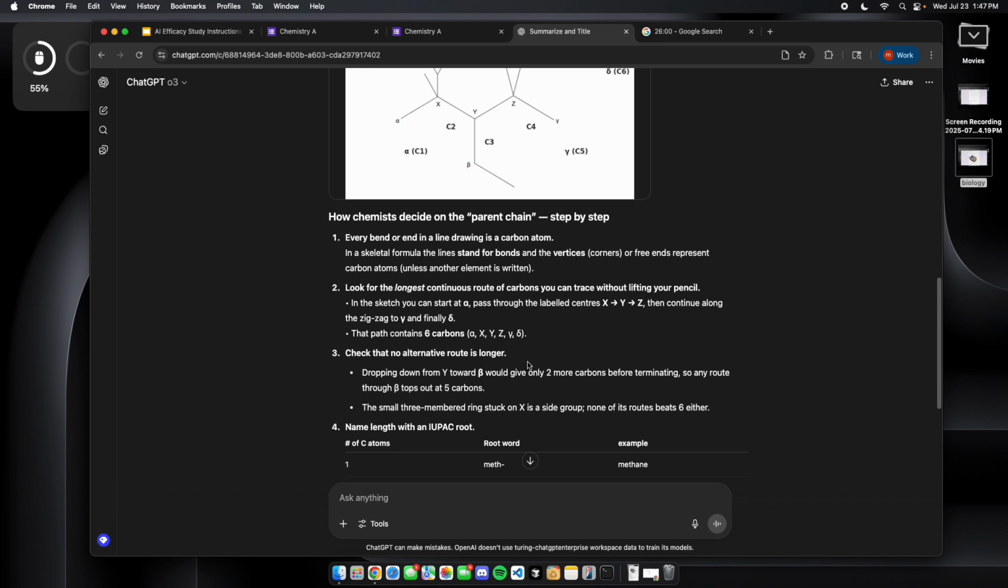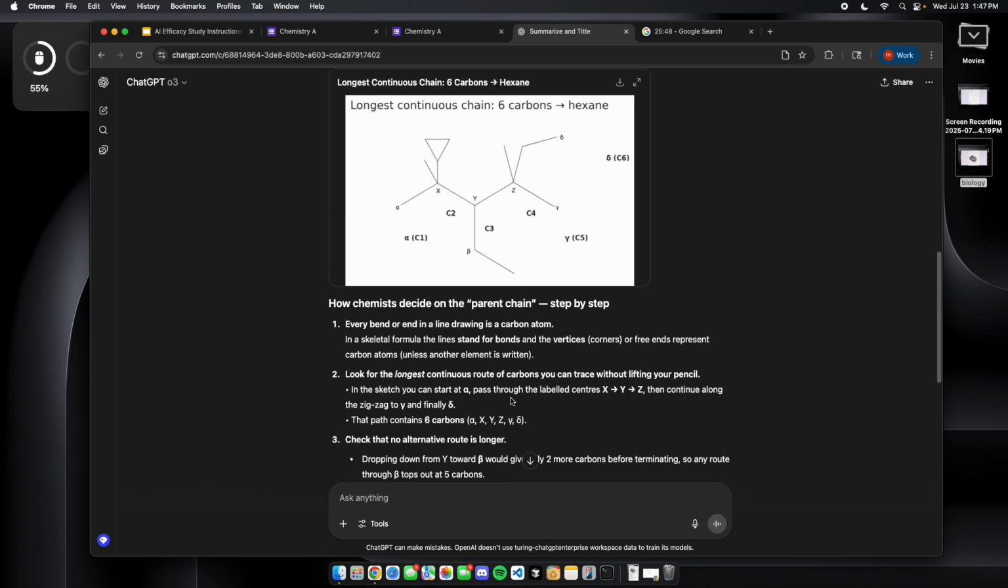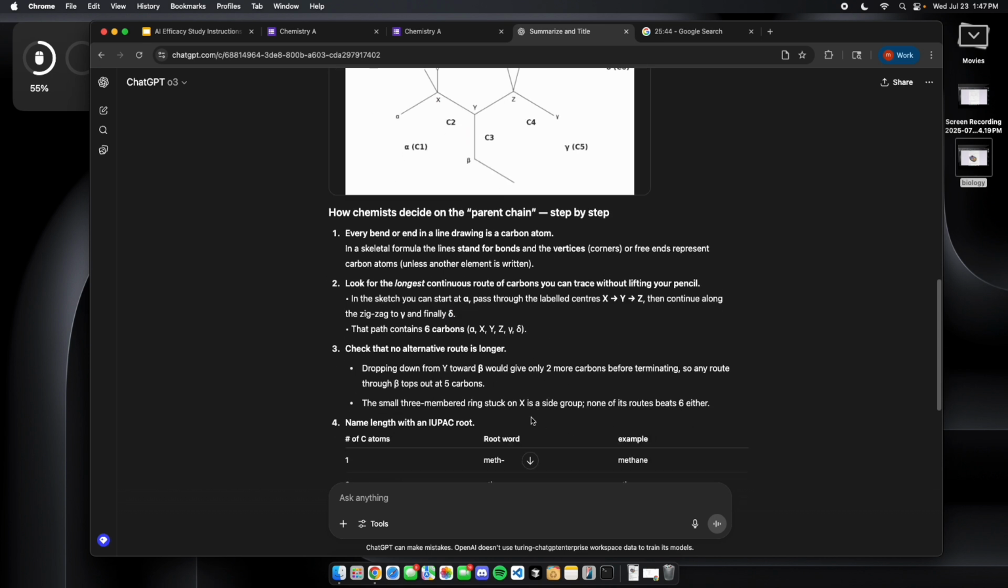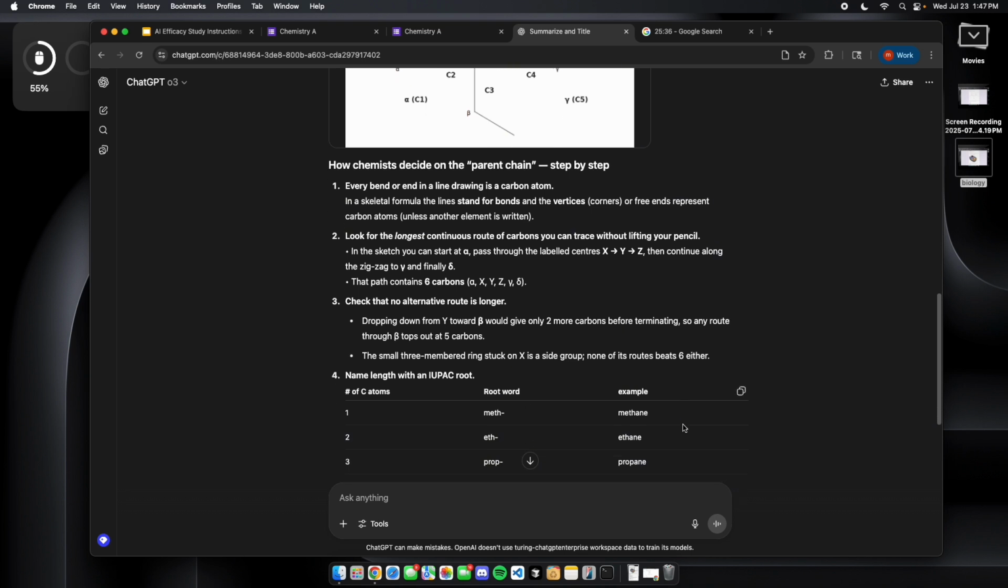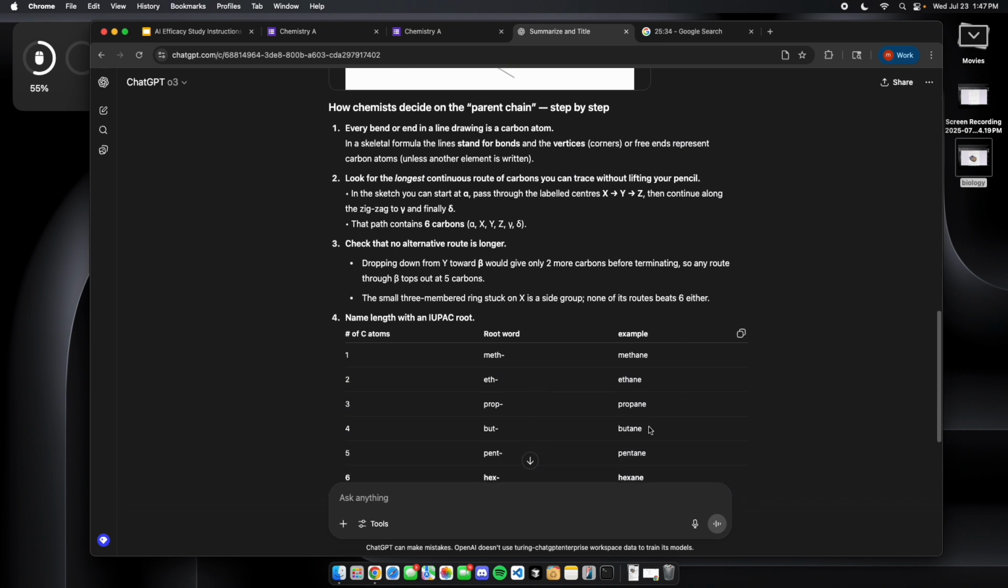Check that no alternative route is longer. Dropping down from Y toward B would only give 2 more carbons before terminating. So any route through B tops out at 5 carbons. Or not B, but it looks like a B. The small 3-membered ring stuck at X is a side group. None of its routes beat 6 either.